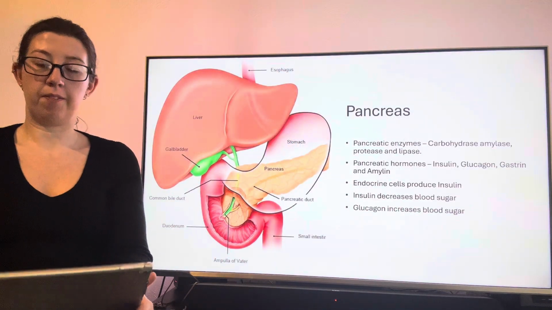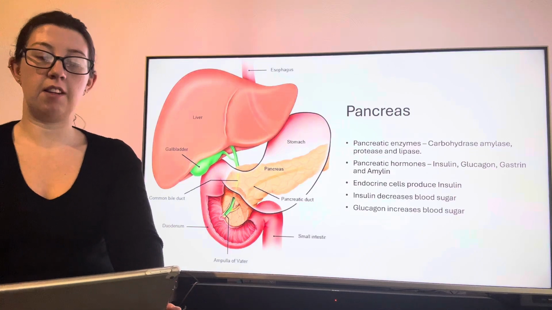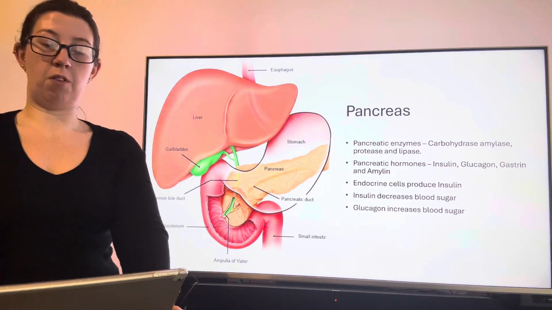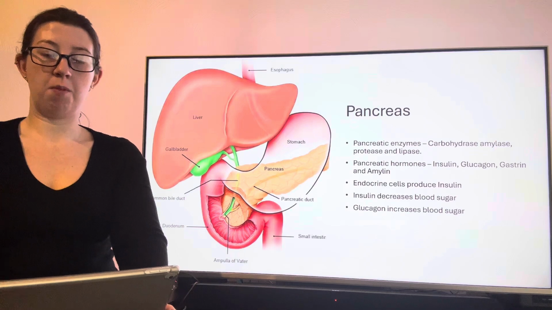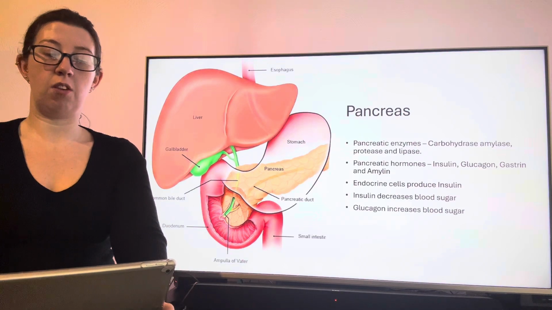The pancreas. This releases pancreatic enzymes into the intestines, which break down the carbohydrates, proteins and lipids in food. It makes hormones that aid in digestion. These hormones help regulate blood sugar levels, appetite and send signals to your stomach that it is empty. Pancreatic hormones: insulin, glucagon, gastrin and amylin.